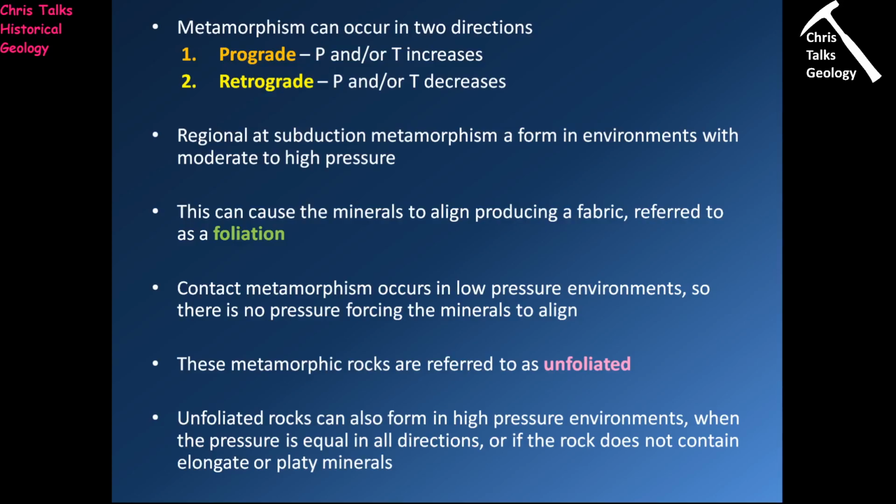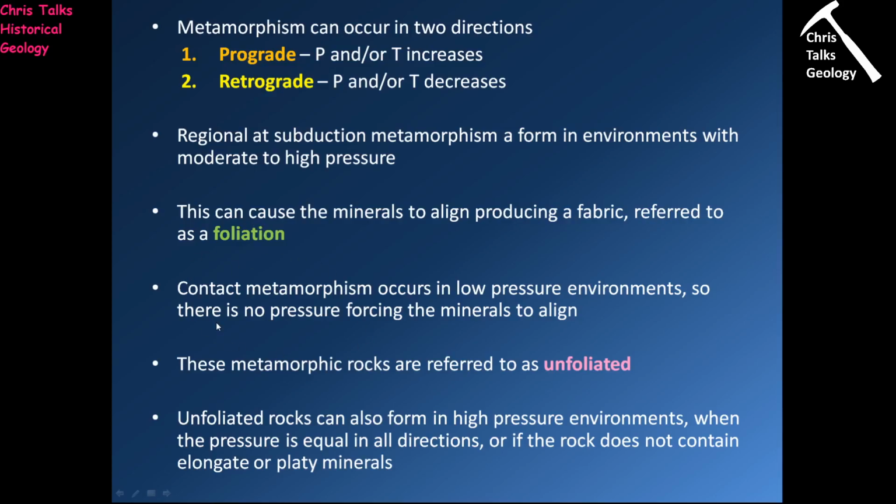Now this alignment of the minerals can produce something which is referred to as a foliation, and this is when we see a distinct layering in our metamorphic rock. That's one of the things that we look for when trying to classify metamorphic rocks. We not only look at the mineralogy, we also look at the textures. Is there a foliation present? Are the minerals aligned?